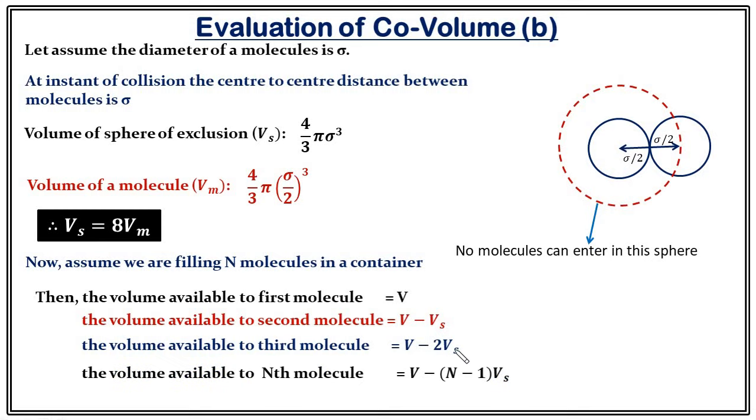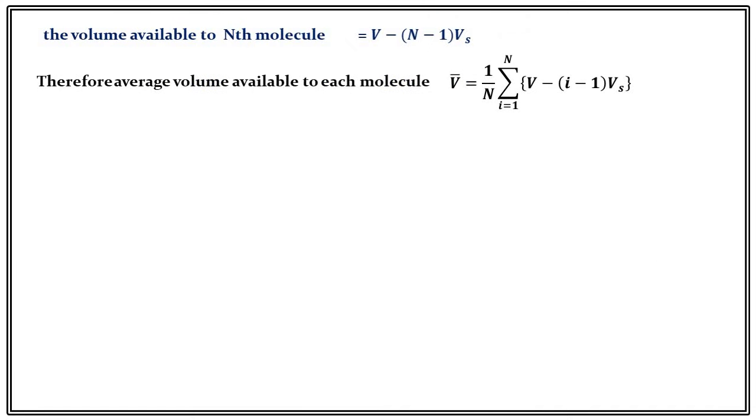Okay. Similarly, if you put the nth molecule, the volume available for the nth molecule will be V minus (n minus 1) into Vs. So the average volume available for each molecule will be V average, and we can calculate it by 1 over n summation over i from 1 to n of V minus (i minus 1) Vs. If you do that, you will find V average equals V minus (n minus 1) upon 2 into Vs, because the summation of (i minus 1) from 1 to n is given by n into (n minus 1) upon 2.